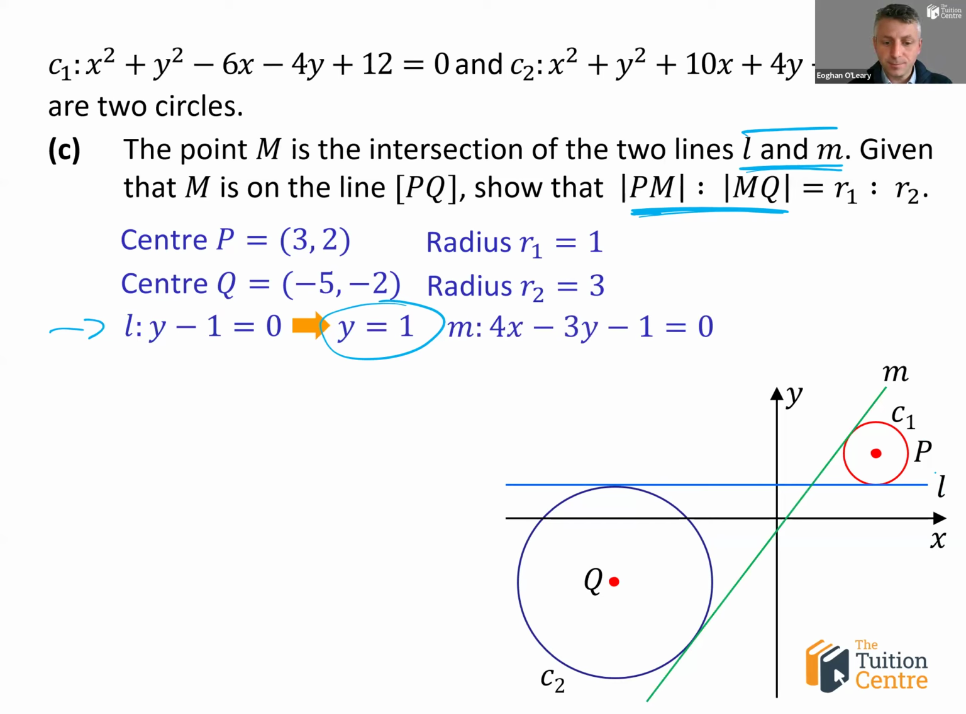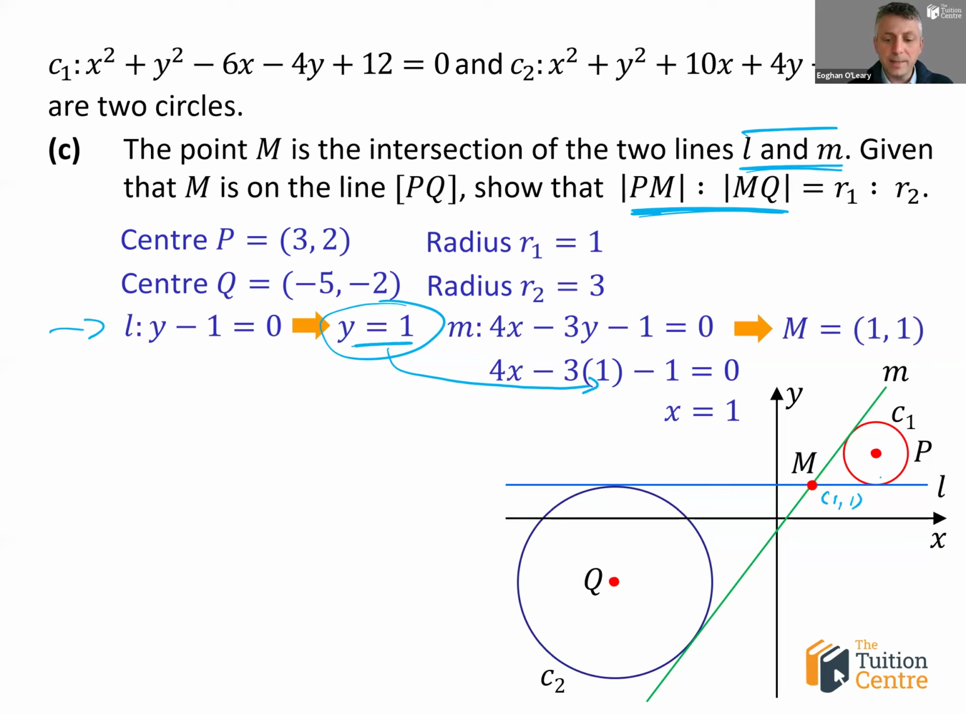M, I should say, is line 2: 4x - 3y - 1 = 0. We can see that again is a tangent to C1, as it turns out is a tangent to C2 as well. Now, in this case, because we know y must always be 1 on the line L, if we put in 1 for y into M, we get x is equal to 1. So then the point M is the point here, (1, 1). Okay, so that's the point of intersection of the two lines.